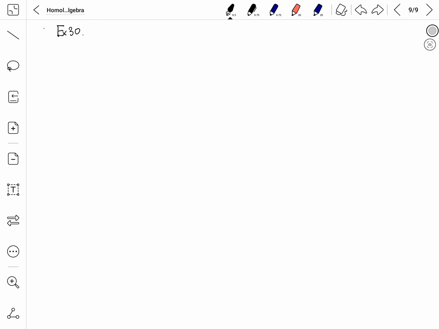Exercise 30, let's prove that in any category, an equalizer, if it exists, is always a monomorphism. Okay, so this is very easy, just follows from the definition.